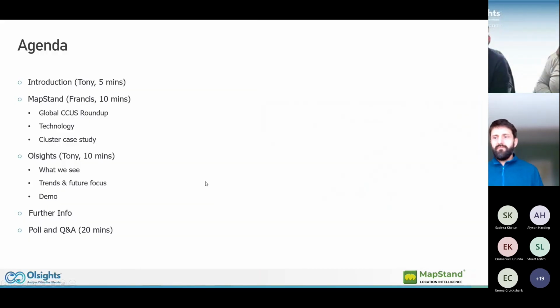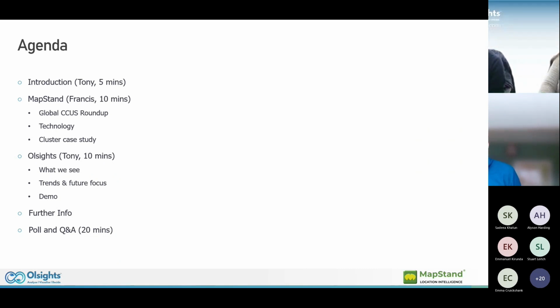So hopefully you can all see the agenda. I'll start by introducing the session. That should only take a few minutes. I'll introduce Francis, who's going to talk first. Francis has got some material that he's going to share, really slide-based and setting some backdrop for global CCS as it's happening today, technology, and a case study on a cluster.